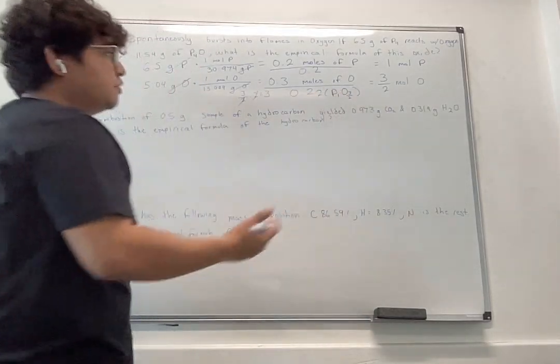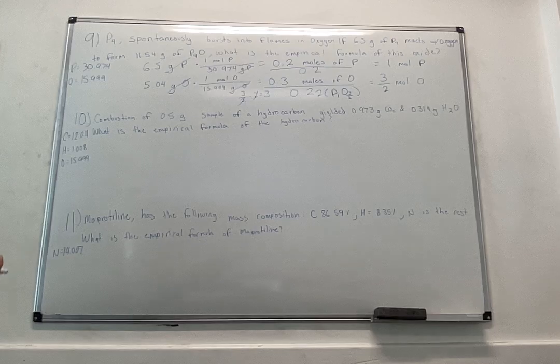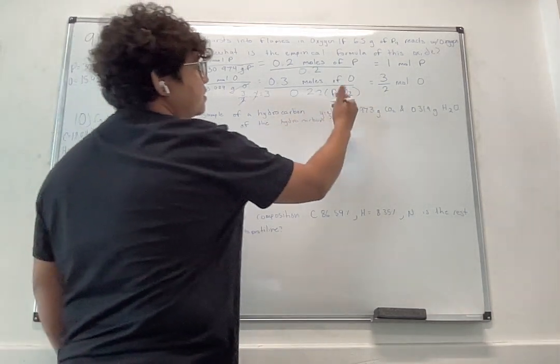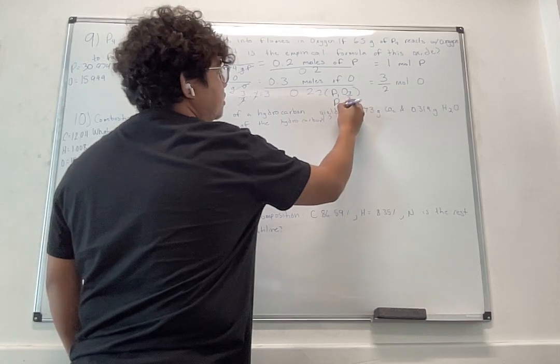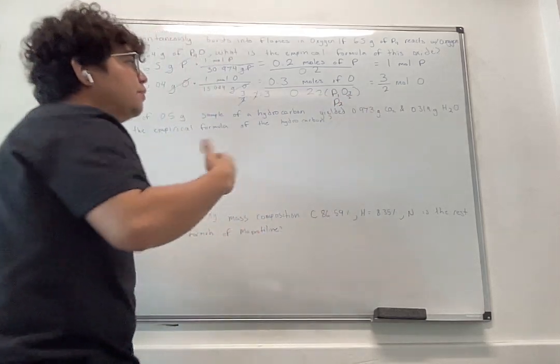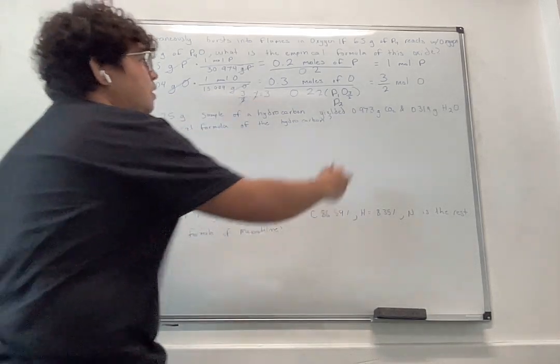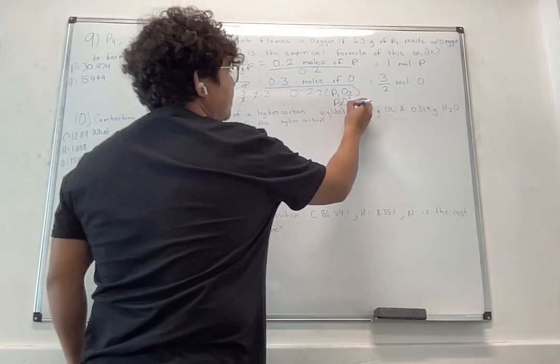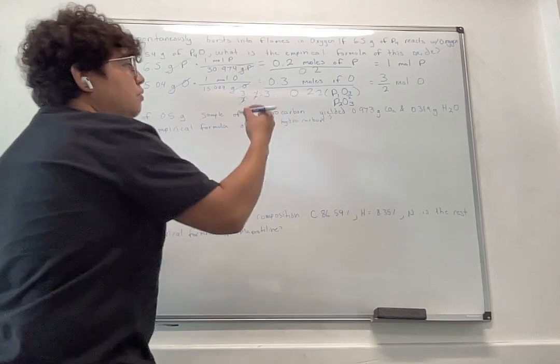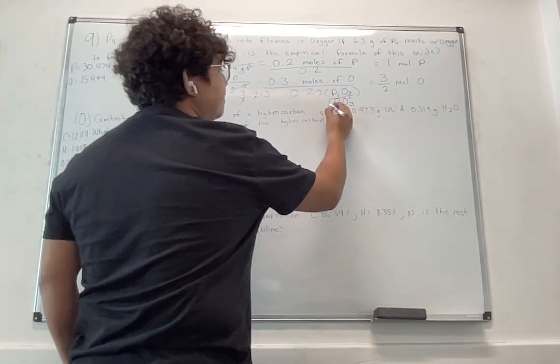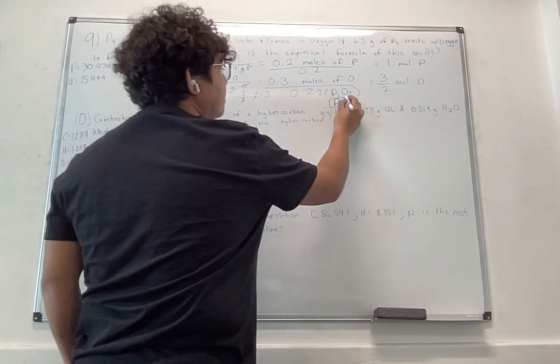It's not always going to be over 2. It might depend. So just make sure you multiply by the right number so you get the right empirical formula. So in this case, 2 times 1, the 1 being the phosphorus, is 2. So P2. And then 3 over 2, remember, 3 over 2 times 2 is just 3. So O3. P2O3 would be our empirical formula for number 9.